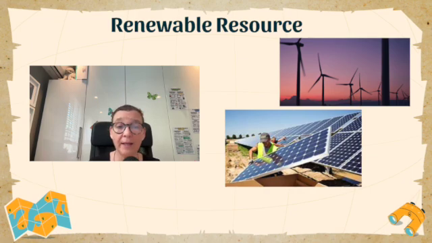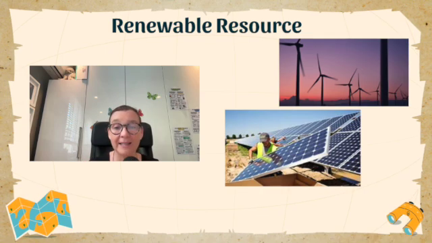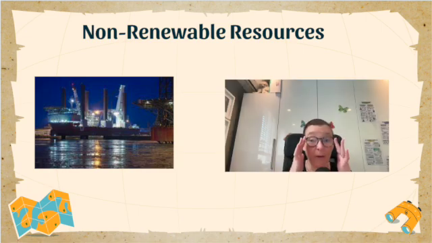The big takeaway here is that renewable resources give us cleaner, more sustainable ways to meet our energy and resource needs, but we need to remember the key is balance. If we use them too quickly, even renewable resources can become depleted. Okay, so now we know about renewable resources, but now we also have to know about non-renewable resources.